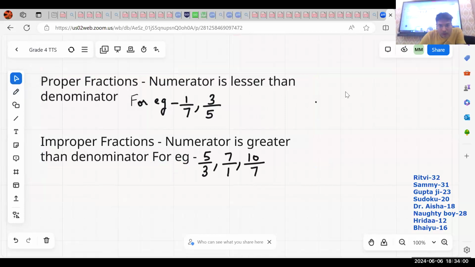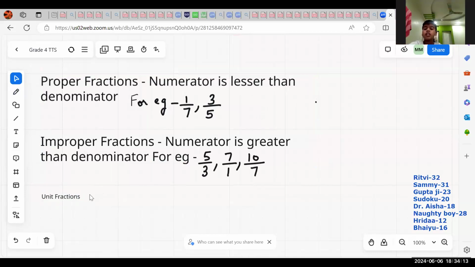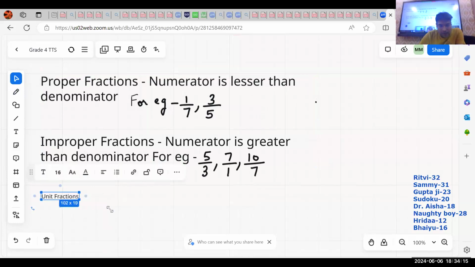Next, we have unit fractions. Wait, sir, please wait. Sir, you will not tell mixed fractions. I will tell everything. Don't worry.